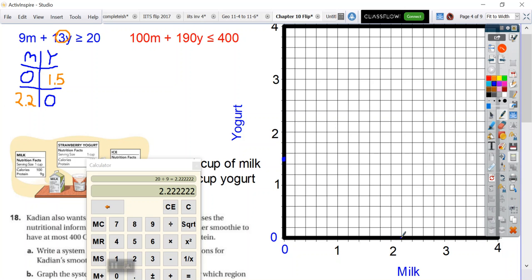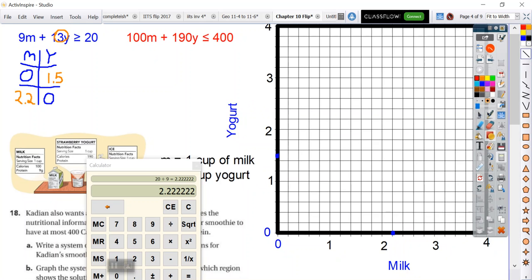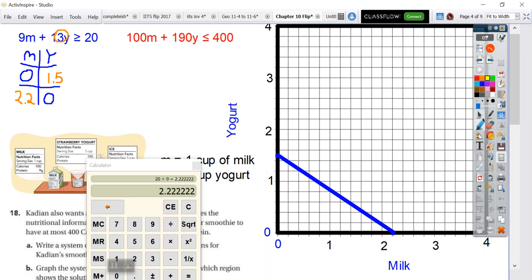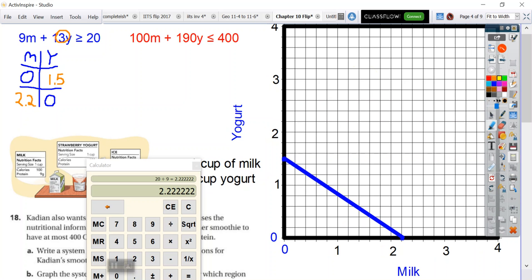And each one of these lines, you'll notice that I counted 5 of these intermediate lines between the whole cups. So each line is 0.2 of a cup, so that's perfect. Again, I'll have a closed line because it could be equal. And so I can go ahead and cheat and use my little line tool. All right. And then I can do the shading.